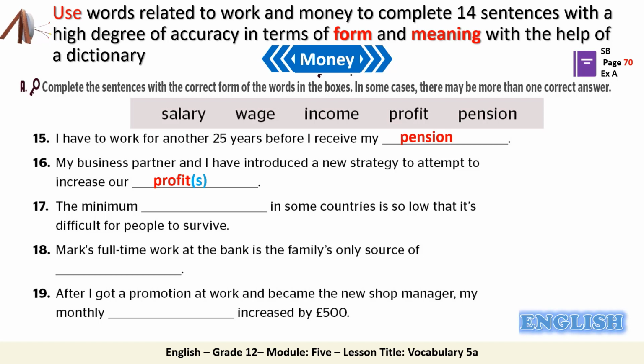As for sentence 17, we should write which word? Excellent. Wage. And sentence 18 will take the word, well done, income. Of course, sentence 19 will have the word salary.